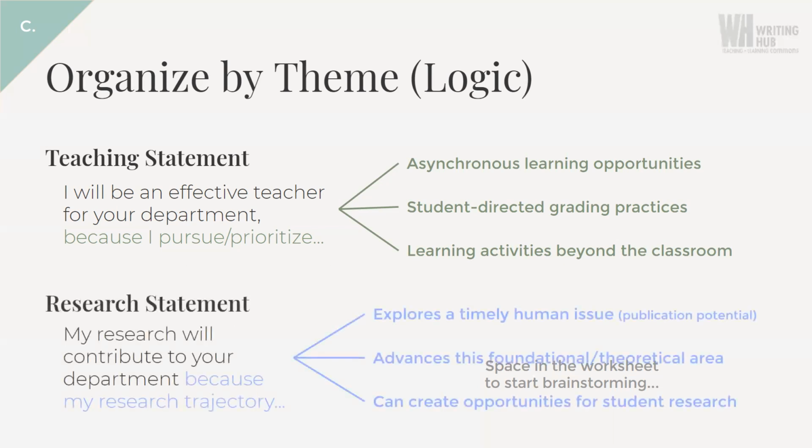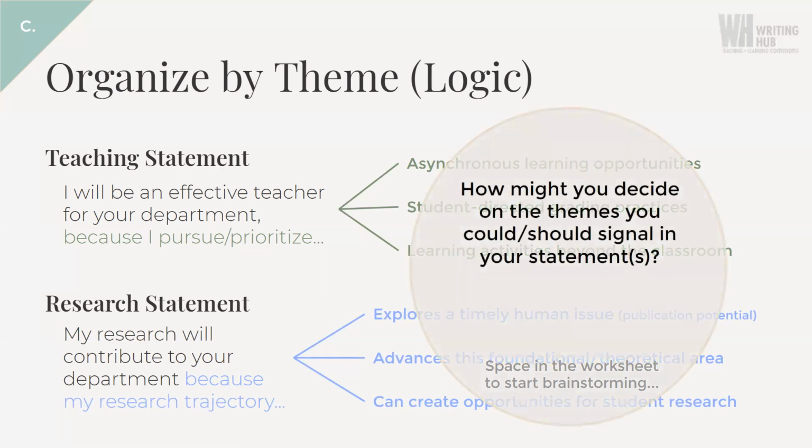Say, for example, you want to think about the research statement. And sorry, the formatting on this slide got a little weird. So your research statement, my research will contribute to your department because my research trajectory, and here's 3 themes, explores a timely human issue, which you're signaling you have publication potential with that, advances a foundational theoretical area of the discipline, or can create opportunities for students to engage in research. So again, same idea, by articulating 3 areas that complete this argument, you're also giving yourself an outline and a structure for the rest of the research statement. So how do you decide on the themes?